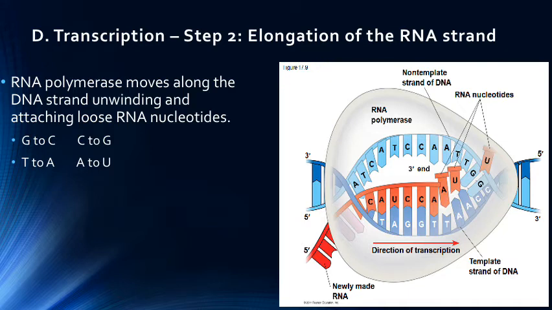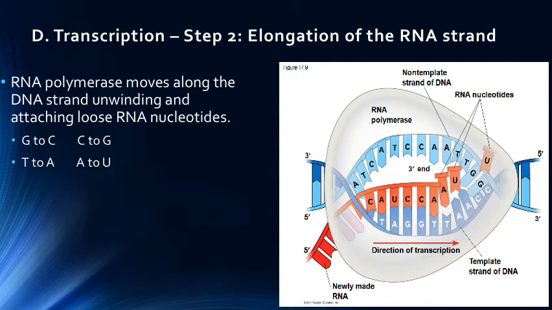And remember, going from DNA to RNA, the G goes with C, C goes with G, T goes with A, on the DNA, but in RNA, the A goes with U.